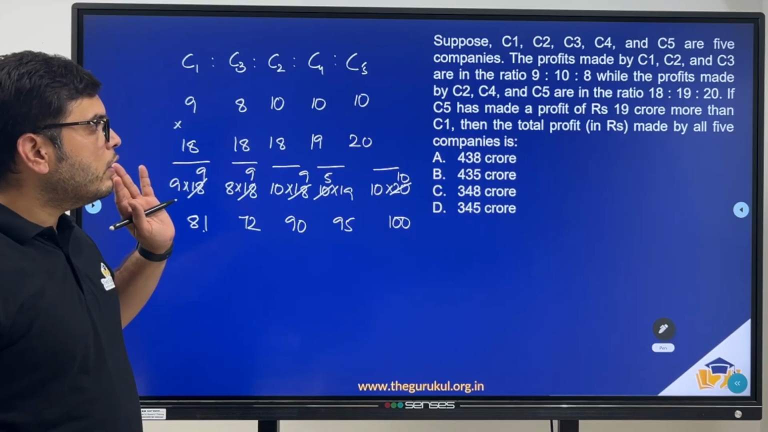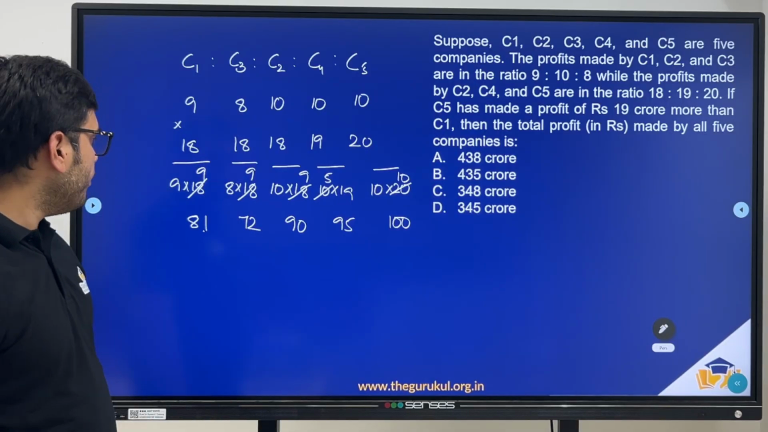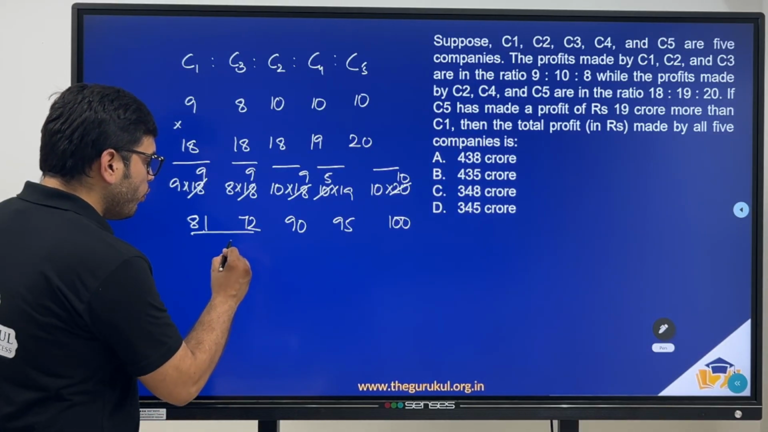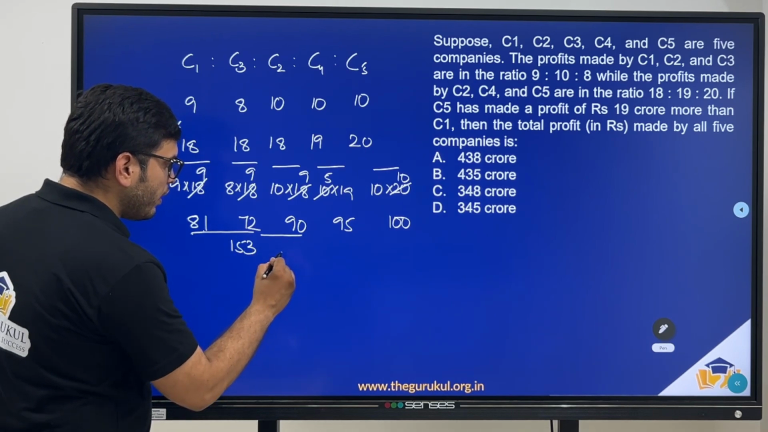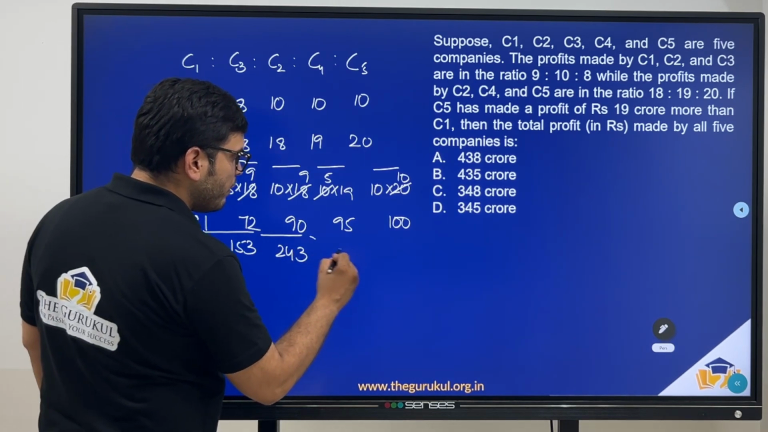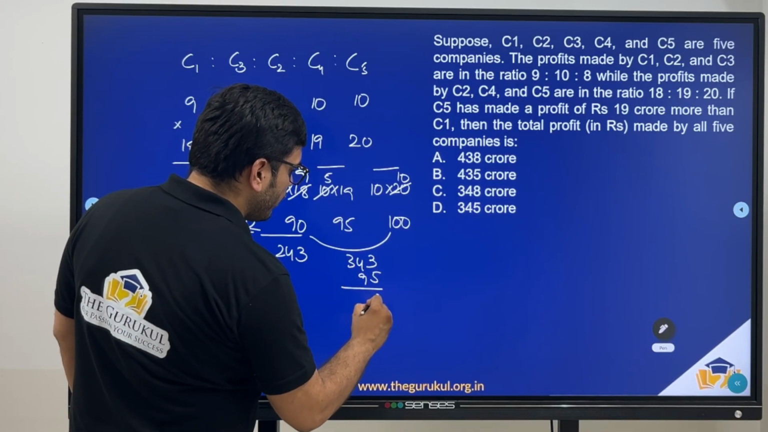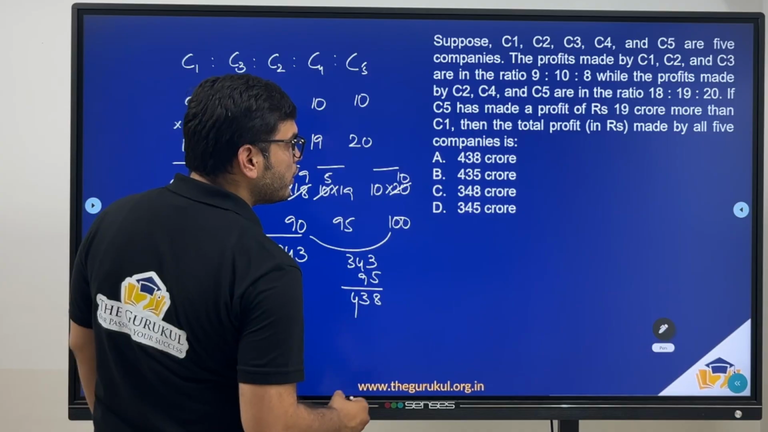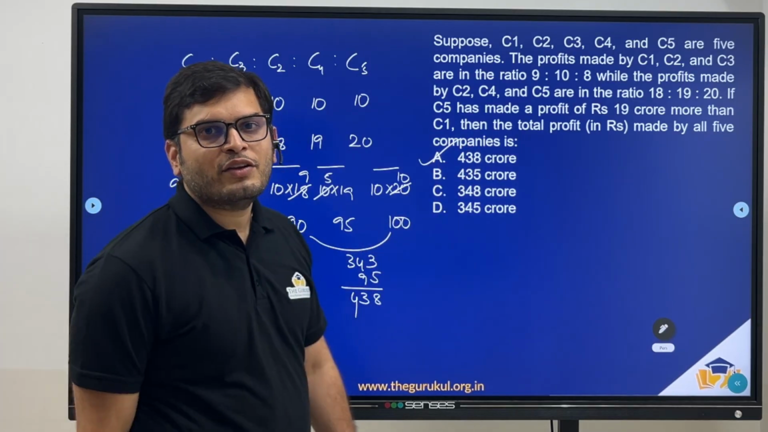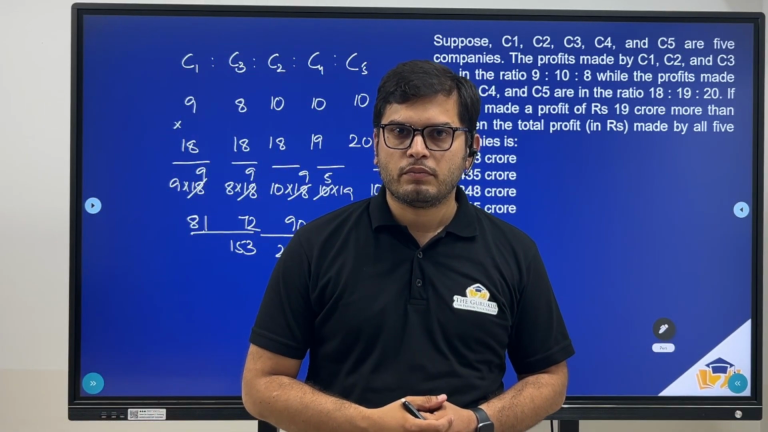So what was asked? The total profit made by all the 5 companies. 81 plus 72, 153, 153 plus 90, 243, 243 plus 100, 343, 343 plus 95, 438 crores. Hence option A should be the answer to this question.